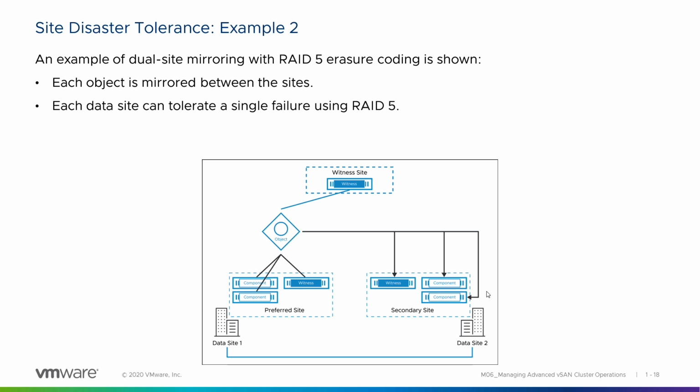And if you take a look, this one talks about combining that with RAID 5. So this illustration doesn't look right. Again, in this case, you would need 4 hosts in each location.